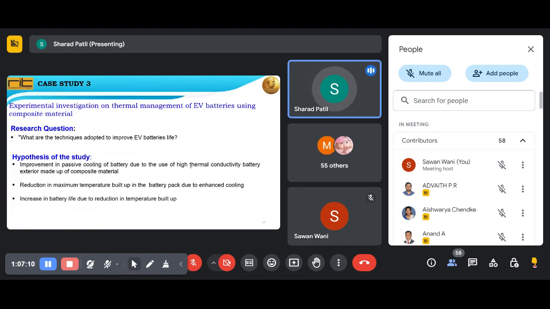Okay, so these are the hypotheses: improvement in the passive cooling, reduction in the maximum temperature, and increase in the battery life, because of the thermal management of the batteries. So if you do this, definitely you will get the answer to the research question, that is, these are the different techniques which we can opt for the batteries, and then it will improve the life of the batteries. So like this, we have made for case study 3 the research questions and the hypothesis based on this research. We worked on that, and also we got very good or fantastic results with this.